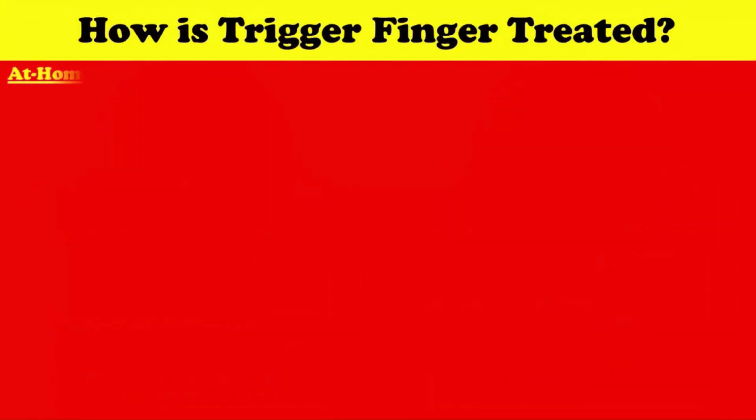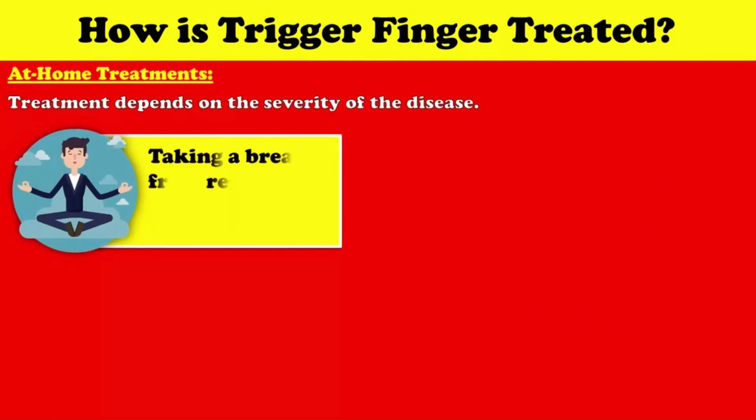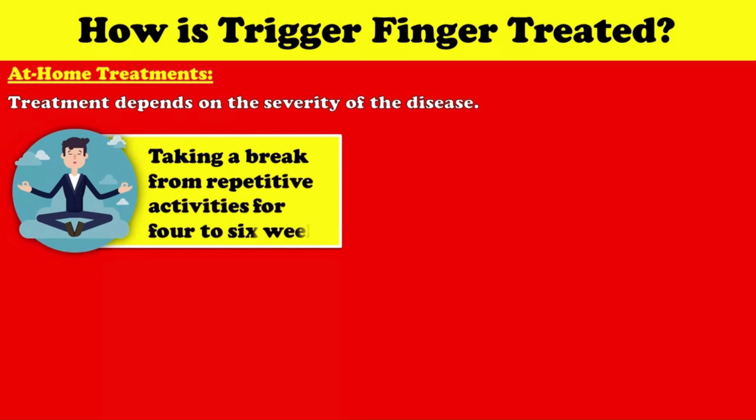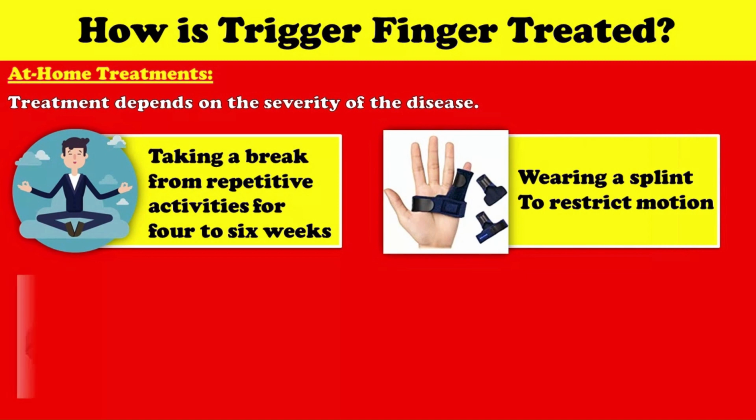Now we will talk about its most important part, that is, its treatment. You can treat it at home. If the nature of your illness is minor, then you just have to leave your daily activities and rest for 4 to 6 weeks. A splint can be used to prevent movement.